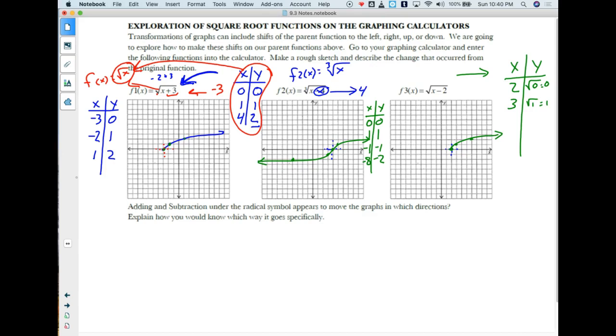If I put, what would I put in there to get a square root of 4 out? Well, I guess I'd have to go with a 6 now, wouldn't I? 6 minus 2 is 4. That's 2, so it'd be over 2, 4, 6, up 2. There they are. Okay? So, adding and subtracting under the radical symbol appears to move the graphs in which directions? Well, horizontal, opposite the sign.